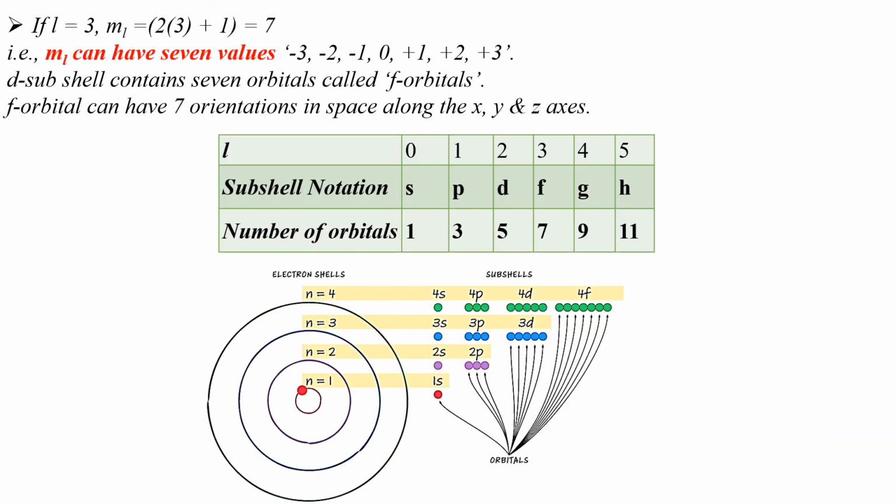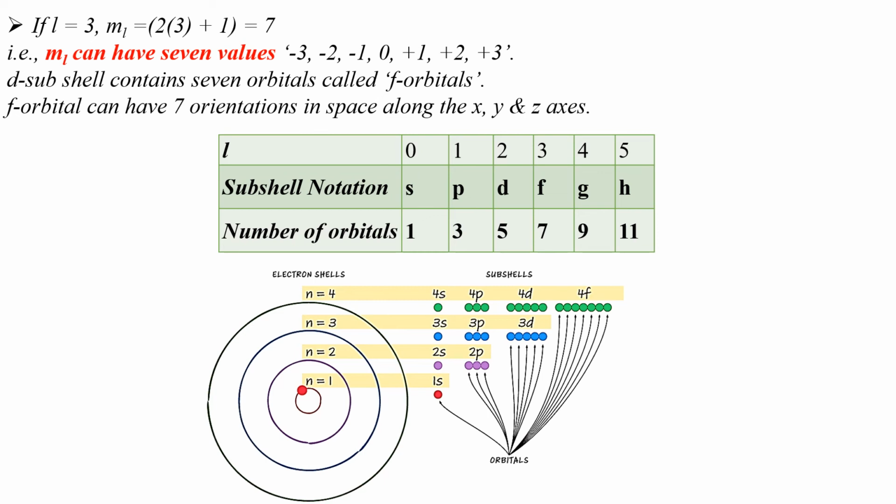If L is equal to 3, ml can have 7 values, ranging from minus 3 to plus 3, including the 0 in between. So there can be 7 values for ml. L is equal to 3 means we are talking about the F subshell. The F subshell contains 7 orbitals called F orbitals, and this is given by the values of ml: minus 3, minus 2, minus 1, 0, plus 1, plus 2 and plus 3, 7 values. So an F orbital can have 7 orientations in space along the x, y and z axis.